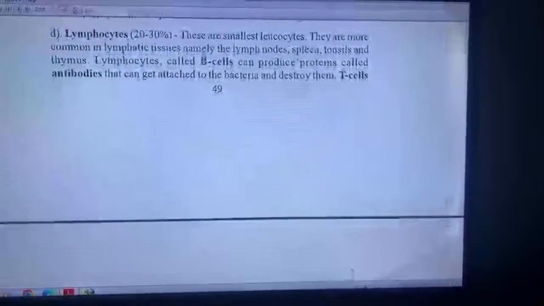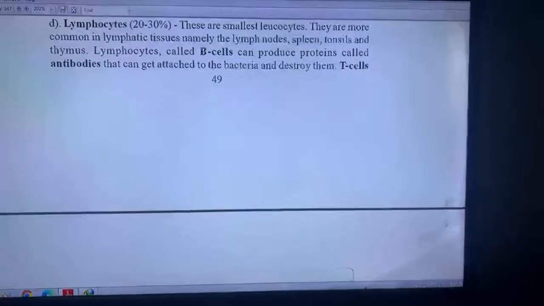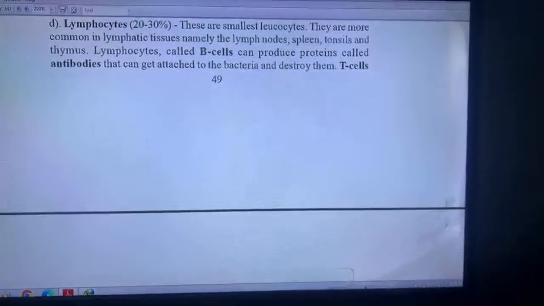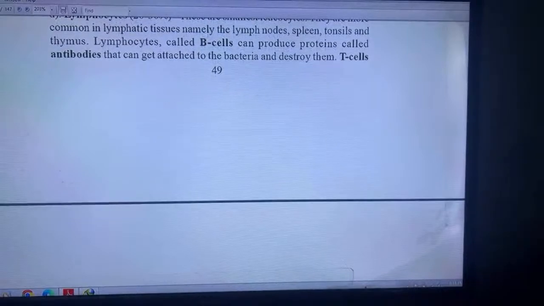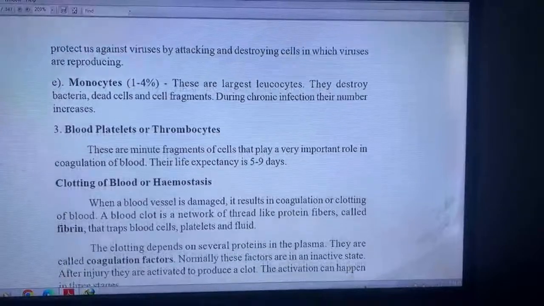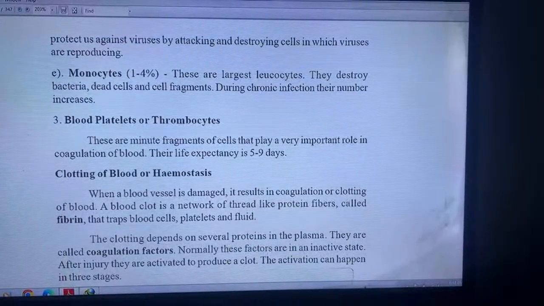Lymphocytes, 20 to 30%. These are the smallest leukocytes. They are more common in lymphatic tissues, namely the lymph nodes, spleen, tonsils, and thymus. Lymphocytes called B cells can produce proteins called antibodies that attach to bacteria and destroy them. T cells protect us against viruses by attacking and destroying cells in which viruses are reproducing. Monocytes, 1 to 4%. These are the largest leukocytes that destroy bacteria, dead cells, and cell fragments. During chronic infection, their number increases.